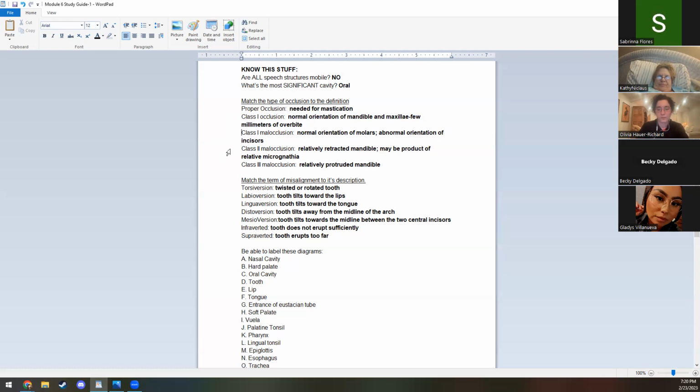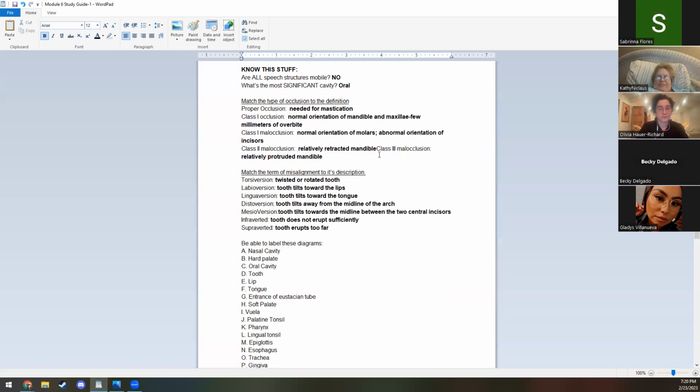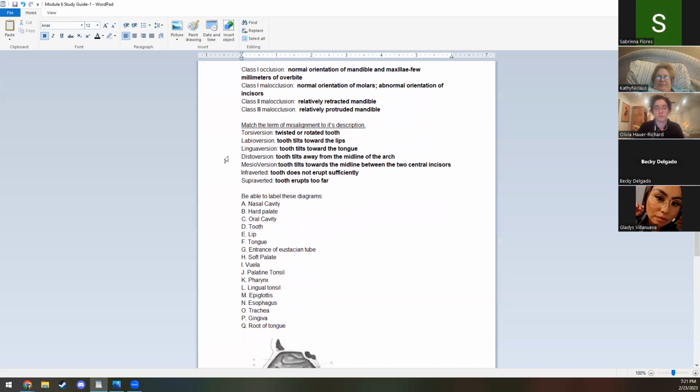This class 2 is relatively retracted mandible, may be a product of relatively related, I don't know what that word is, micrognathia. Micrognathia, I've never heard of it, so I'm not sure. Okay, well then I'm just gonna delete that. And then class 3, relatively protruded mandible. And then match the terms to the misalignment to its description.